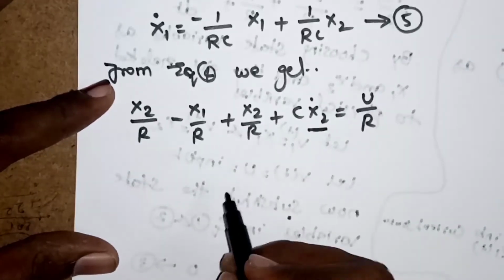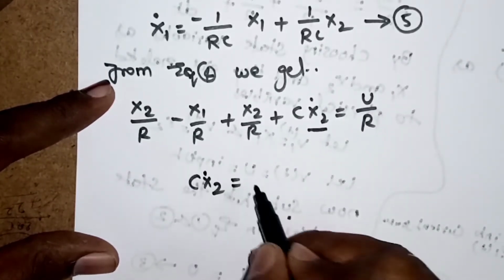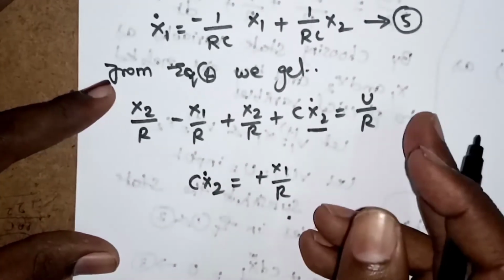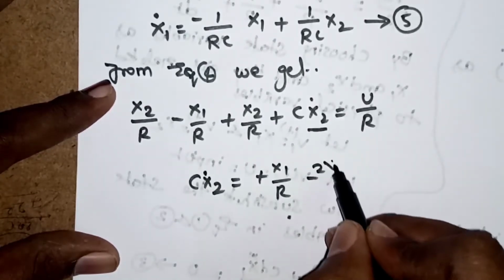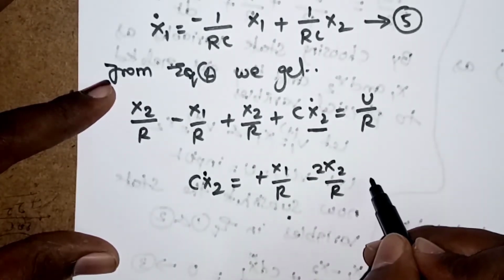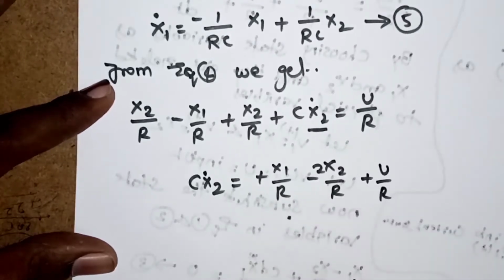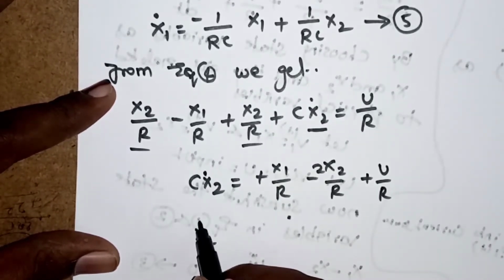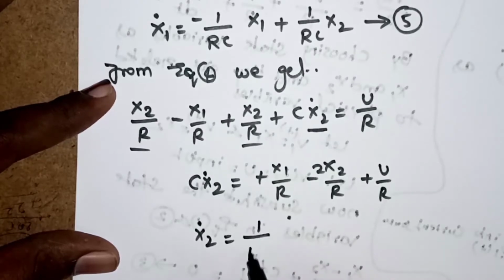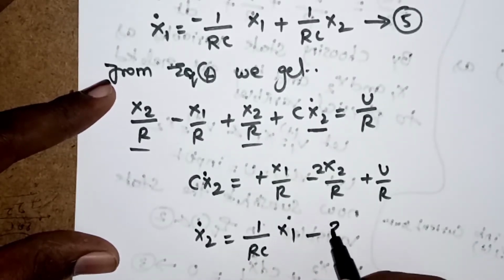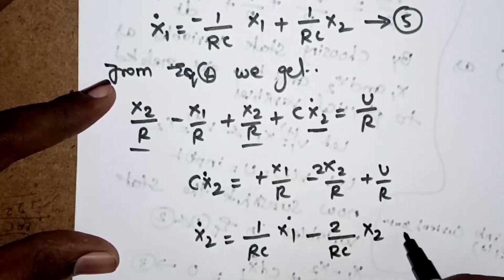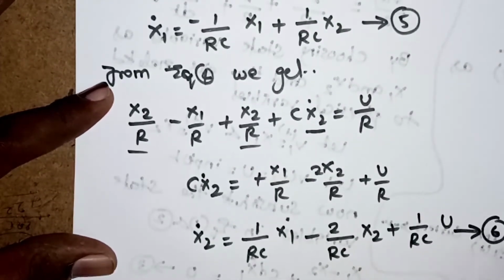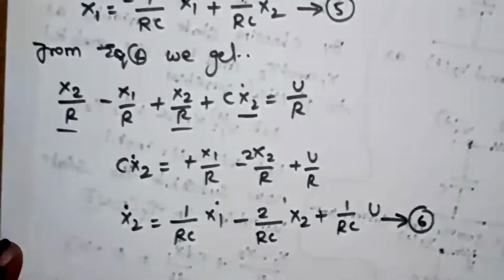So for finding x2 dot, C x2 dot is equal to plus x1 by R, minus x1 by R going to this side, minus 2x2 by R plus u by R. Why? Because x2 by R, x2 by R becomes 2x2 by R. So from this, x2 dot is equal to 1 by RC x1 minus 2 by RC x2 plus 1 by RC into u. Let it be equation number 6. So this is equation number 6.